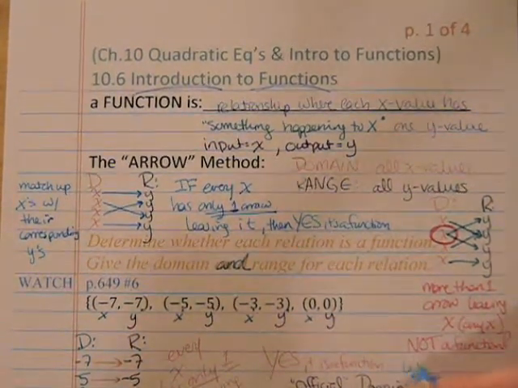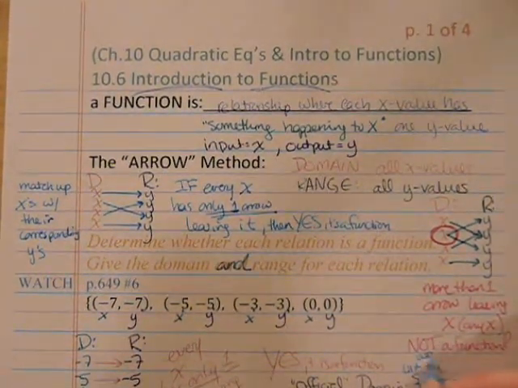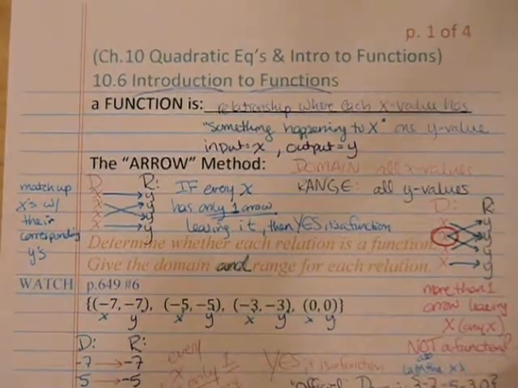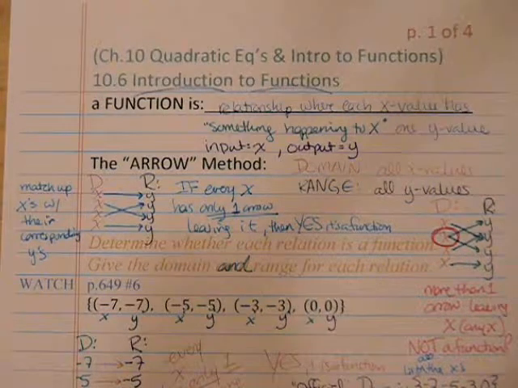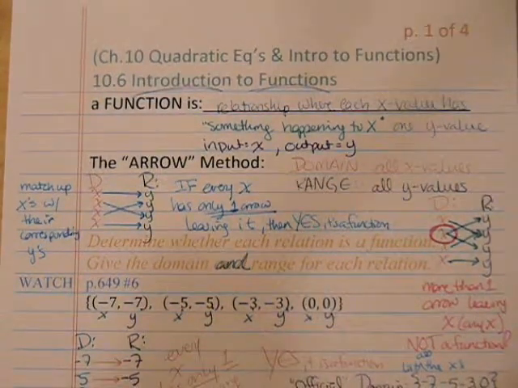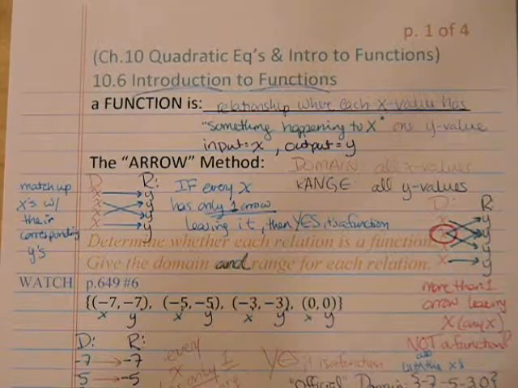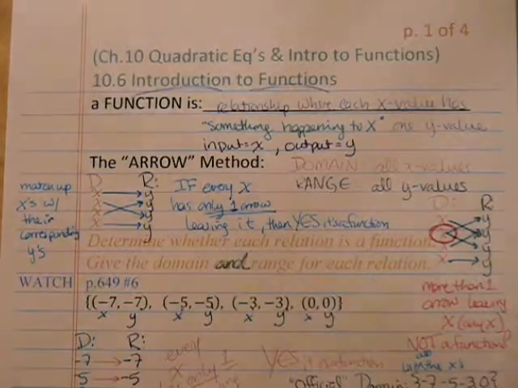Okay, so the official domain and range. The domain, you just list the x's, all of them. And the range, you just list all the y values. Okay? And then it's the pairing up, the arrow method, that will tell you if it is a function or not.